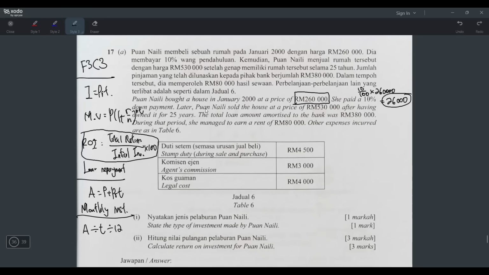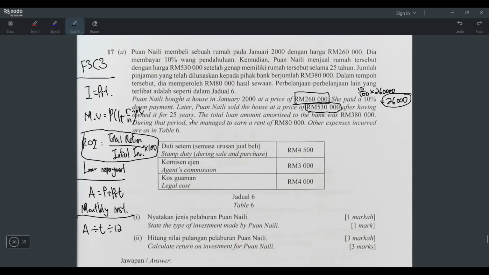And then they say later Puan Naili sold the house at a price of 530,000. So this is the selling price. So you realize when they sell, it is more than the amount she spent. So it means later there will be a return, there is profit. She gets profit because her selling price is higher than the buying price.